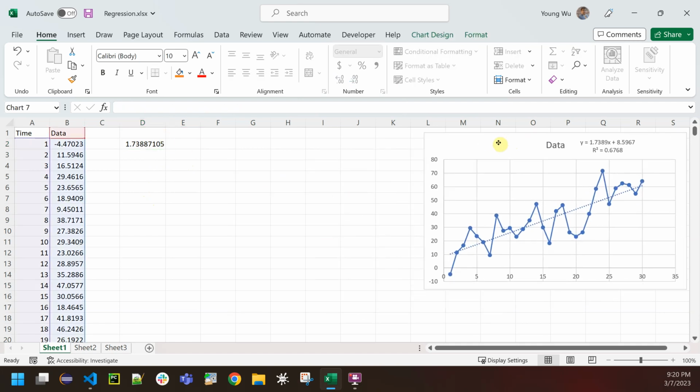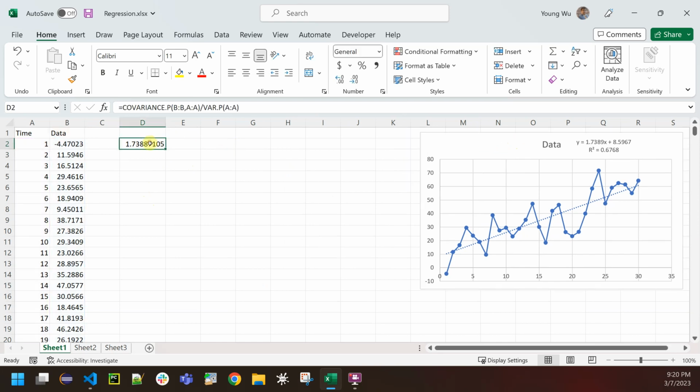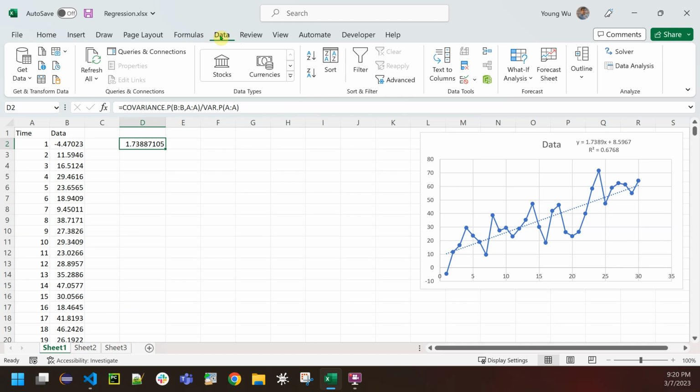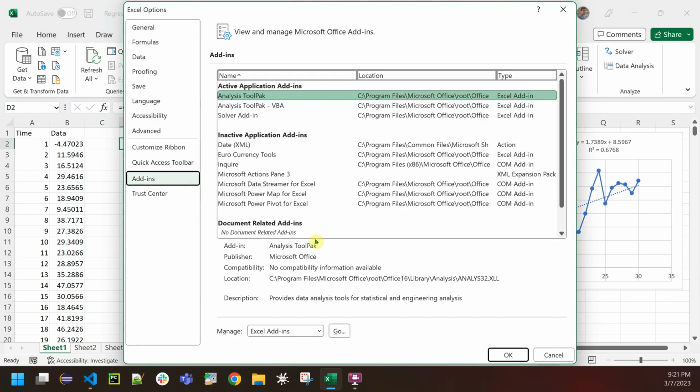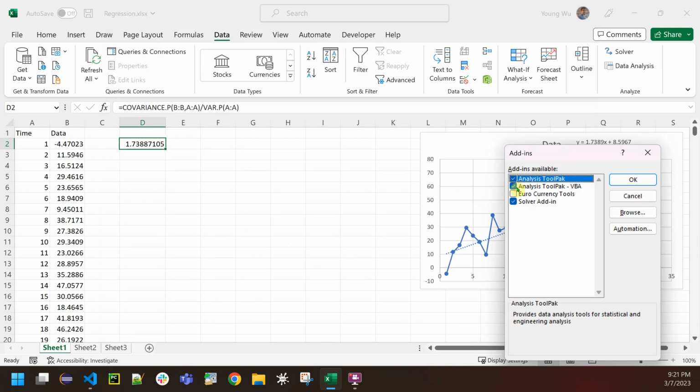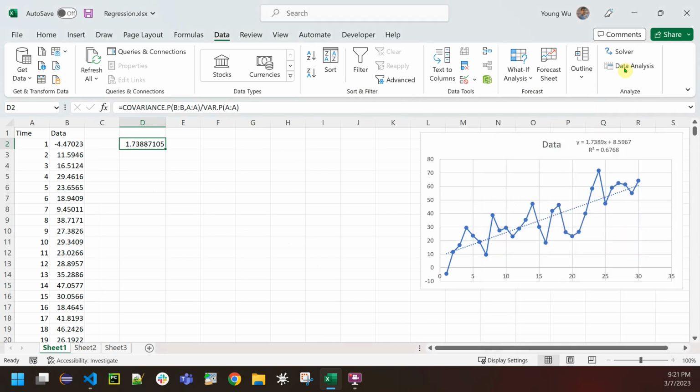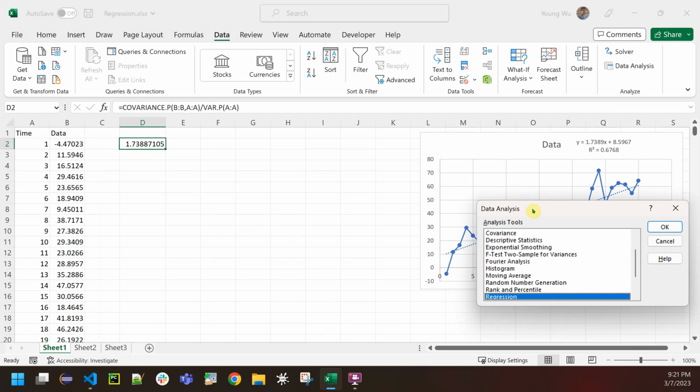Okay, so now let's actually do regression. So go to the data tab and click on data analysis. So if data analysis is not there, go to file, more, options, and add-ins, and manage Excel add-ins, and click go, and make sure that these two are checked. So the analysis toolpack. And then click OK, and then you'll get this data analysis. And many of these tools are actually useful, but we'll only look at this regression thing here.